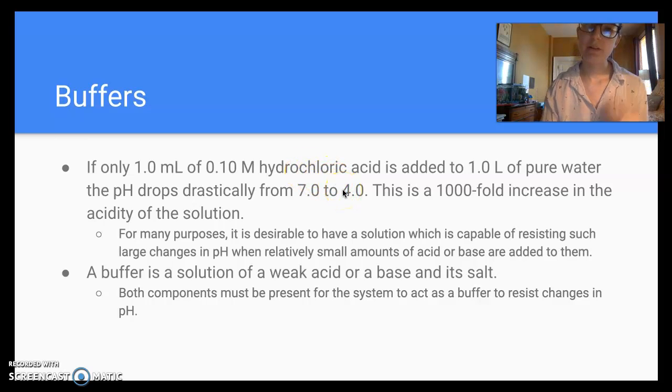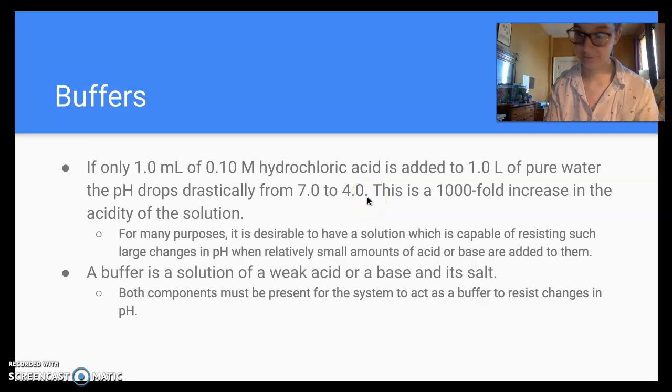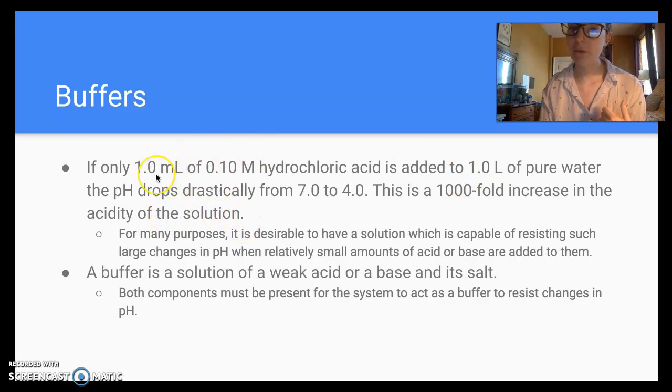So for example, if we add 1 milliliter of 0.1 molar hydrochloric acid, which is not that concentrated, to 1 liter of pure water, so think about how much smaller 1 milliliter is compared to 1 liter, the pH of that solution changes from 7, neutral, to 4, very acidic. So this is a 1,000-fold increase in acidity of the solution, even though we only added a small amount of that acid. So that's a dramatic change.